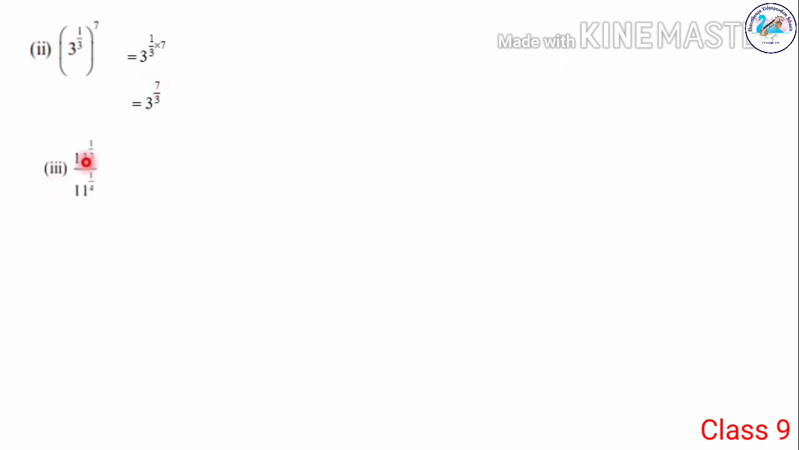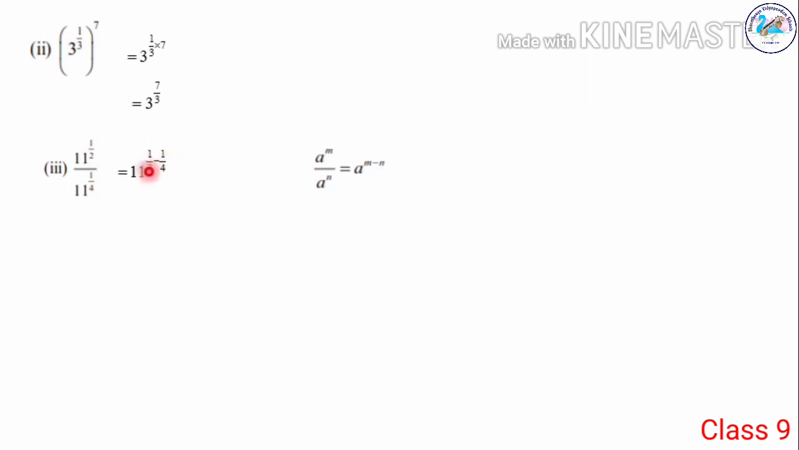Next question number 3, 11 power 1 by 2 divided by 11 power 1 by 4. Here the bases are same and the powers are different. Here we can use the formula a power m divided by a power n. Bases are same, a, and we have to divide. So when division comes, we have to subtract the powers, m minus n. That is equal to 11 power, when you subtract the powers, 1 by 2 minus 1 by 4.